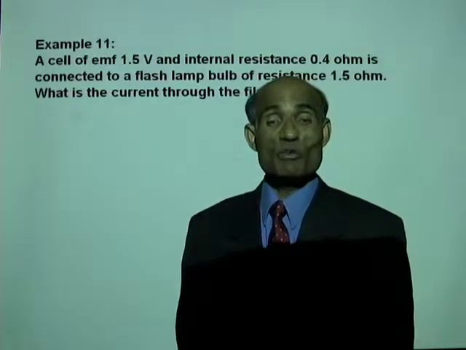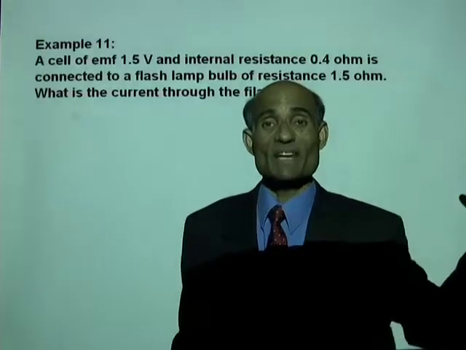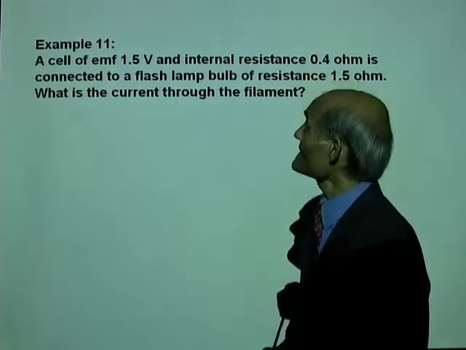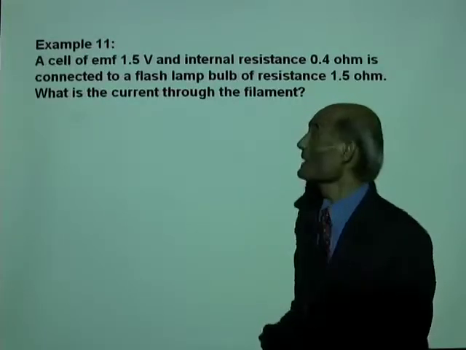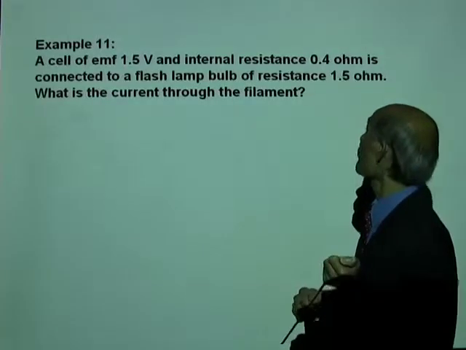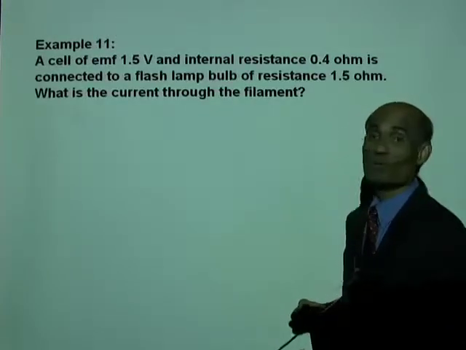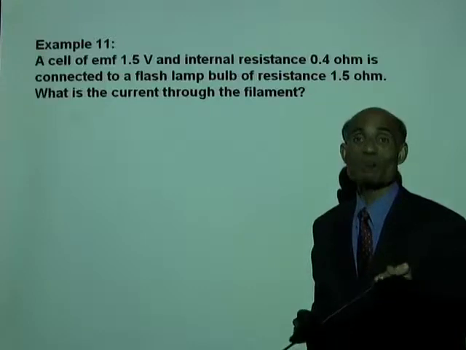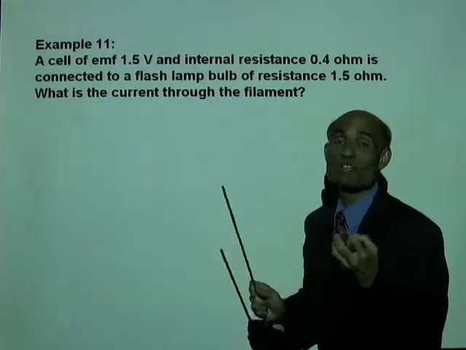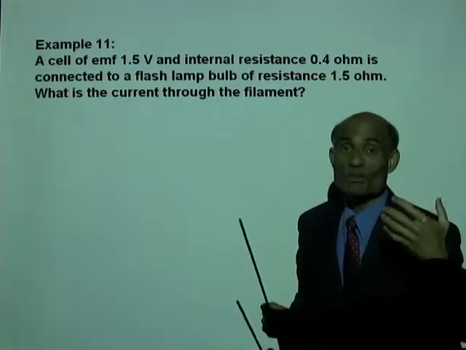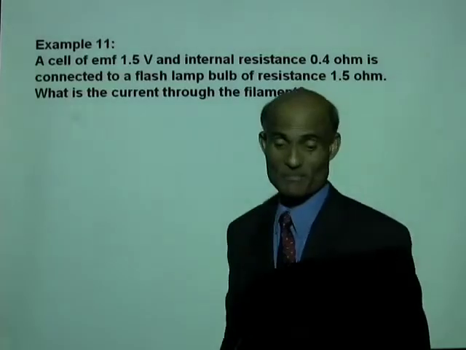We will now solve problems using the concepts we developed in the last lesson. A cell of EMF 1.5 volt and internal resistance 0.4 ohm is connected to a flash lamp bulb of resistance 1.5 ohm. You can see we are using a flash lamp bulb as an external resistor. What is the current through the filament?